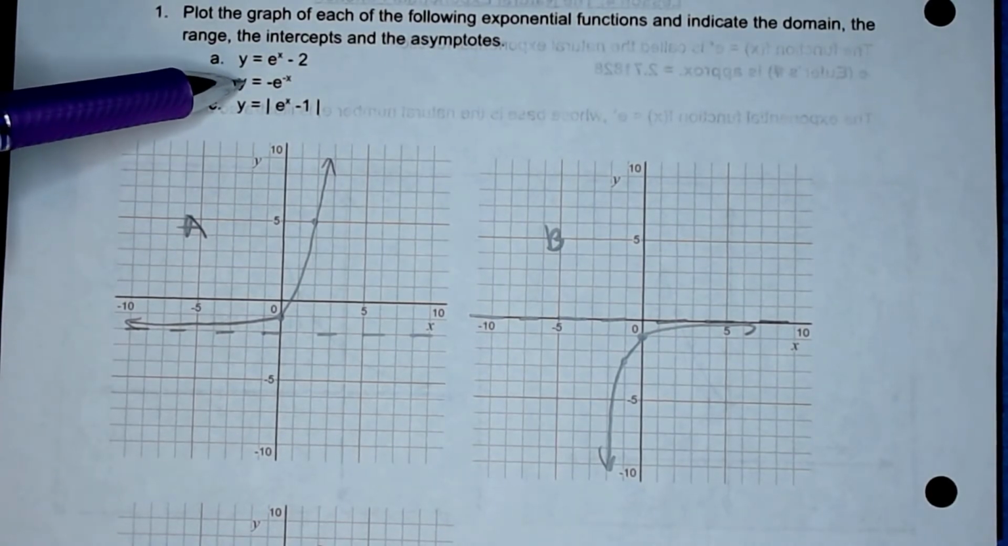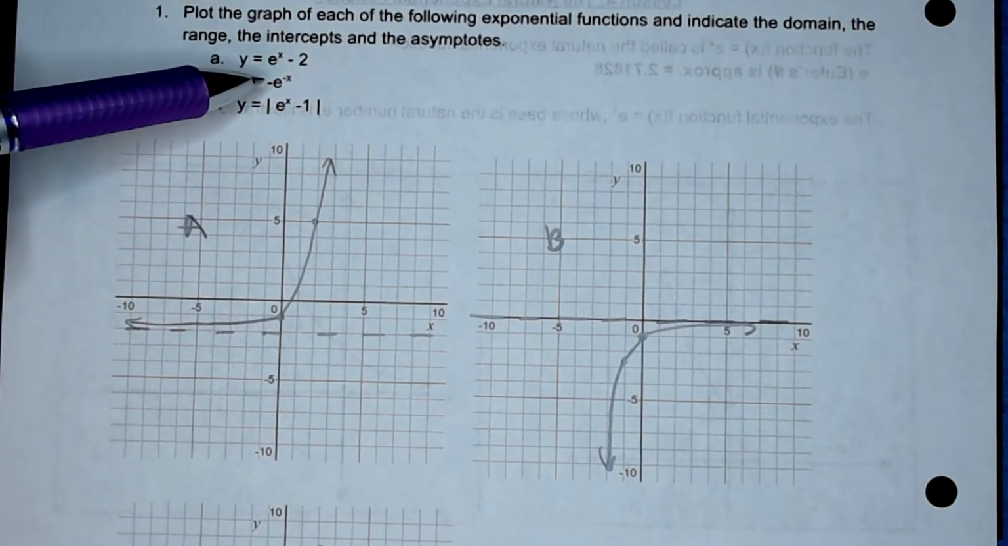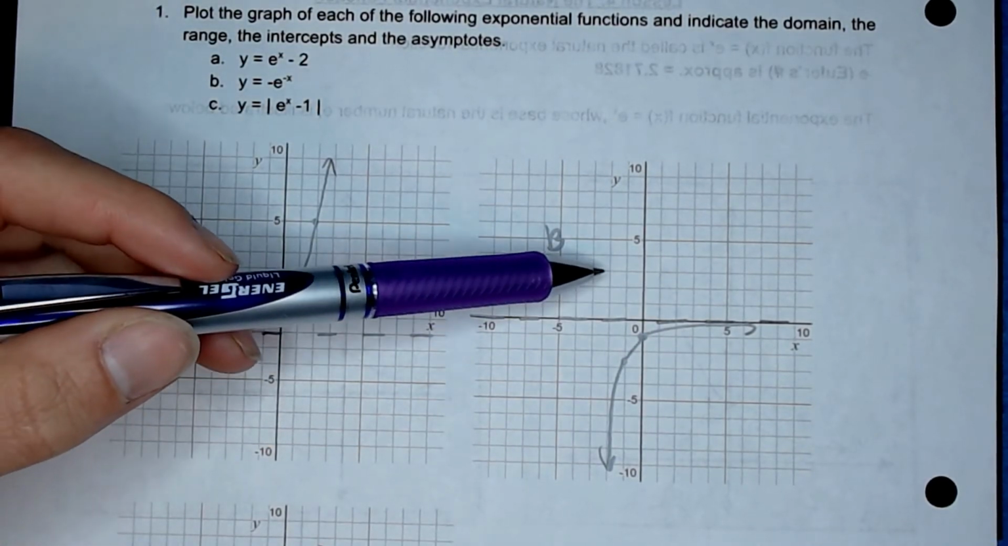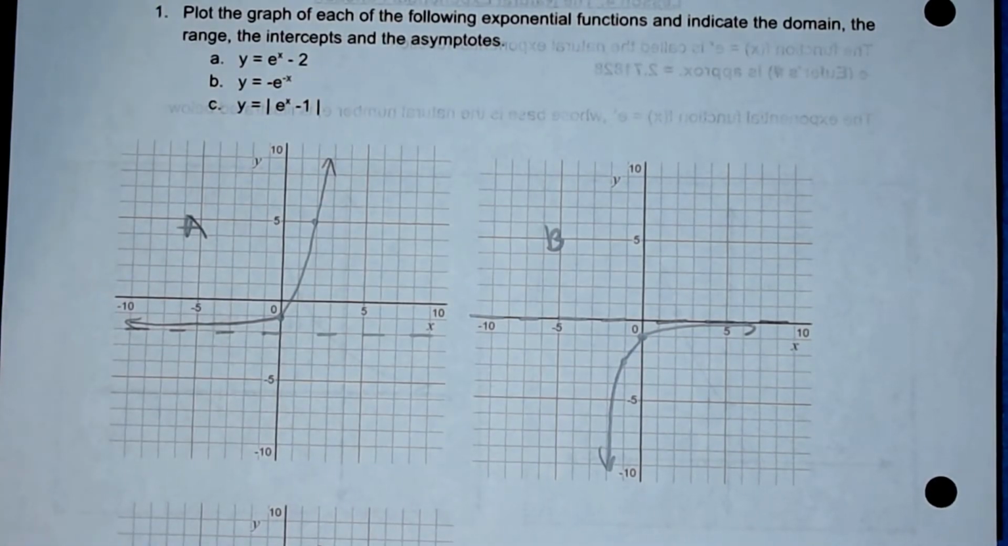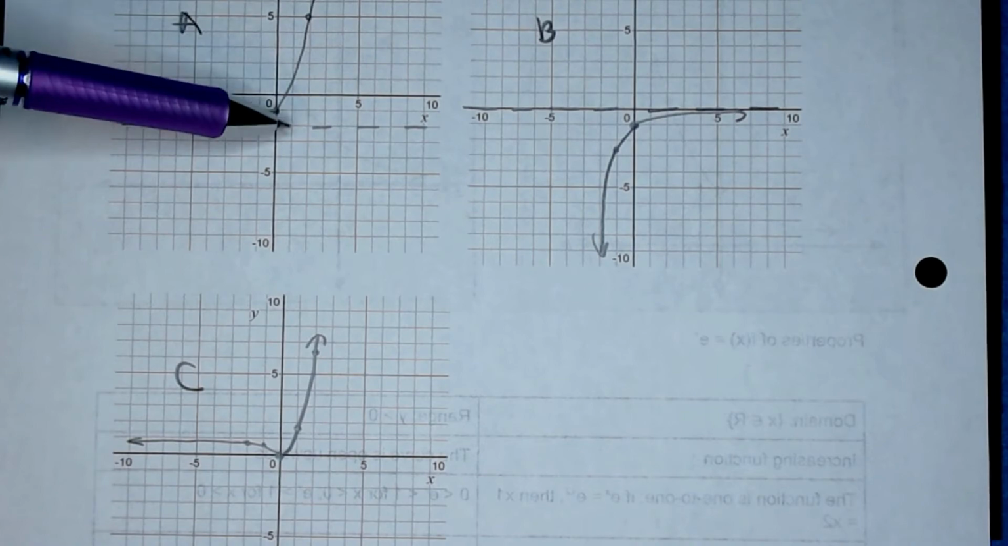In B, we have y is equal to negative e to the power of negative x. So we have a flip over the x-axis, and then notice that the shape of the graph has changed slightly to change directions. And then the final example, y is equal to the absolute value of e to the x minus 1. So you're going to draw your base function e to the power of x and then shift it down 1 unit.